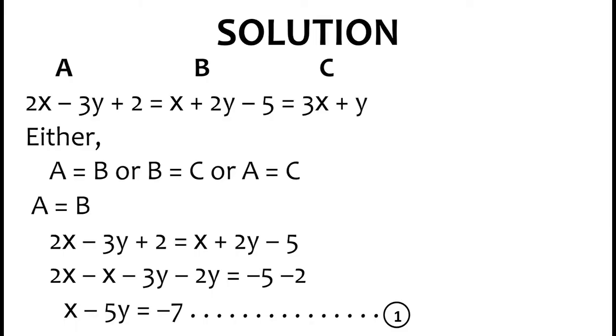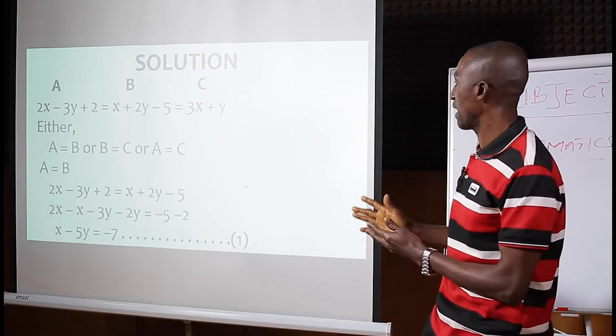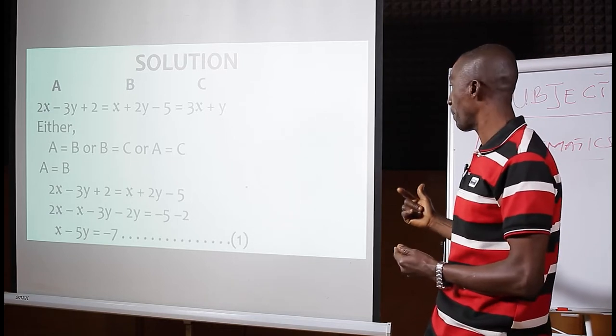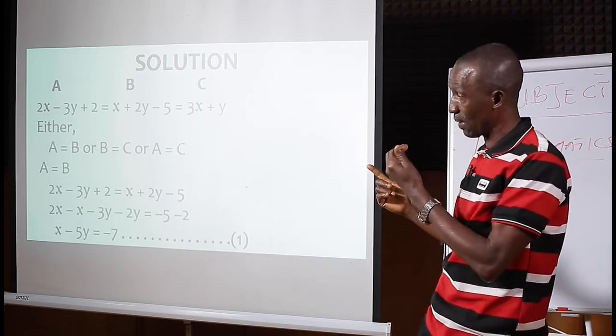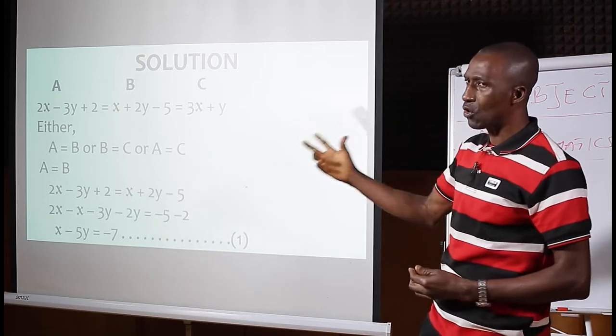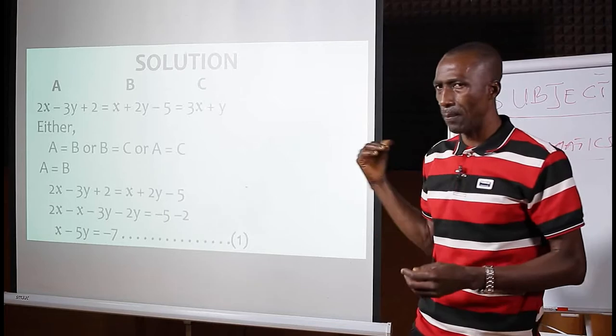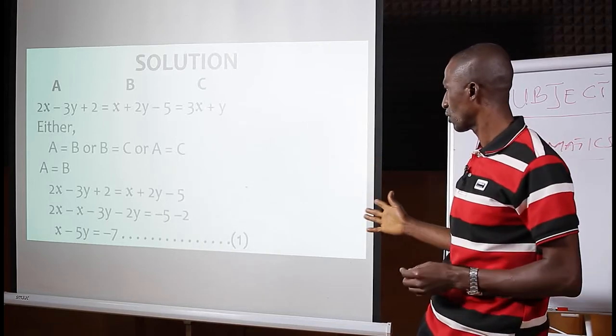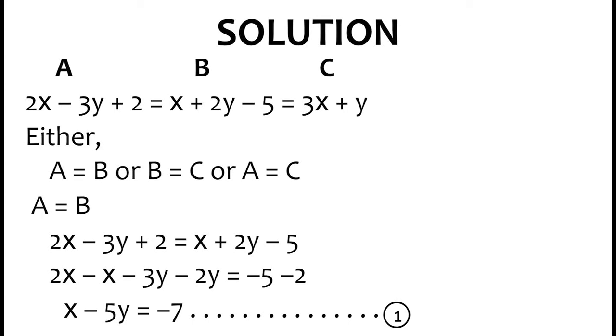So that gives 2x minus x. Then, also, plus 2y crosses to the left and becomes minus 2y. So I have minus 3y minus 2y. Then, on the right, I am left with minus 5. Then on the left there, when plus 2 crosses to the right it becomes minus 2. So I now have 2x minus x minus 3y minus 2y equals minus 5 minus 2.